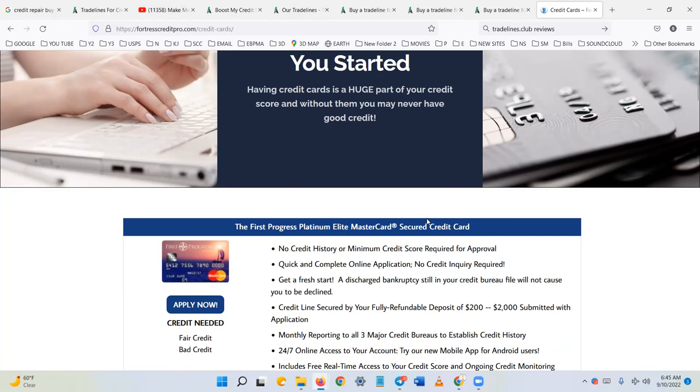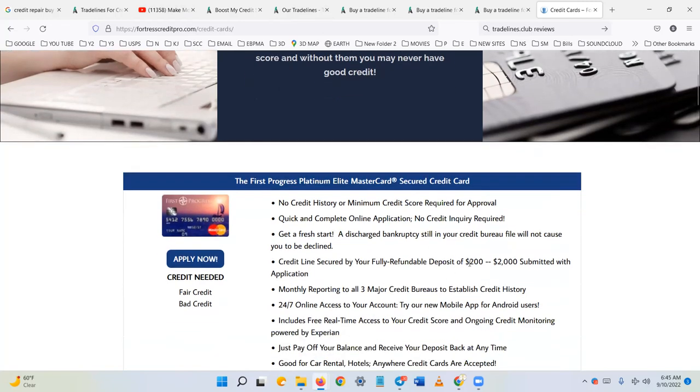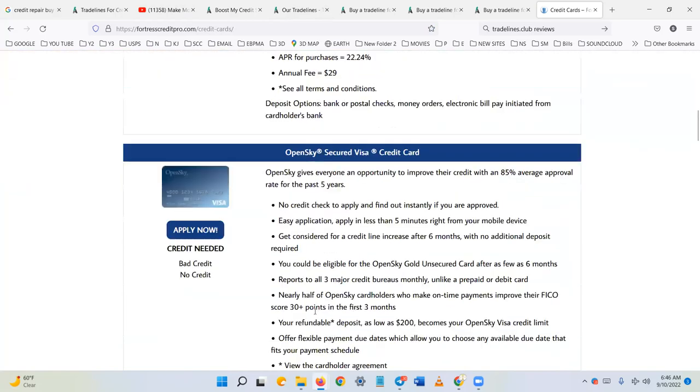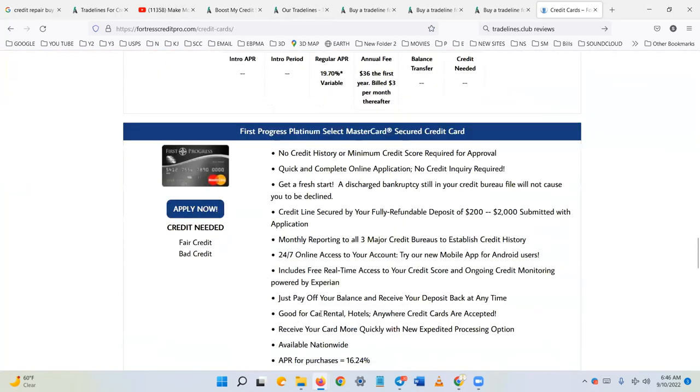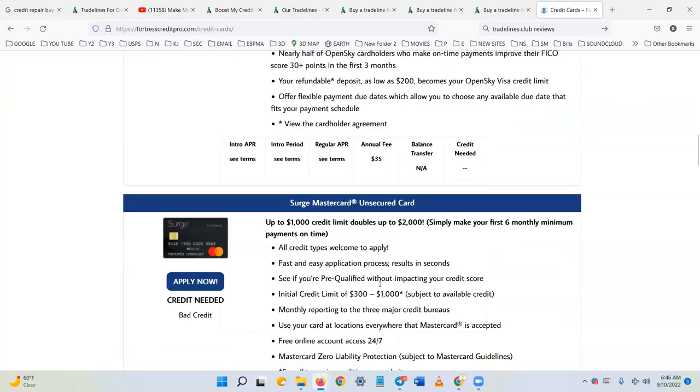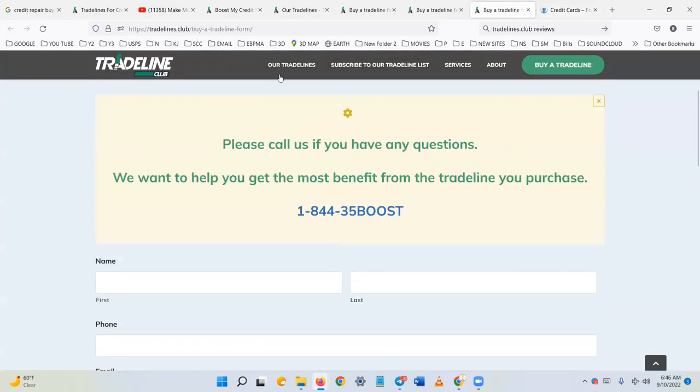So basically, you build these credits up, you pay them already. If you want a $2,000 credit line, you pay $2,000, and then you'll have that credit line. You use it, you pay it, and then, in 6 months, 3 months, and this company does report to all credit bureaus. So it might take you like 6 months or so. Second one, third one, fourth one, fifth one. Or you can skip all that, and then you could buy a trade line.